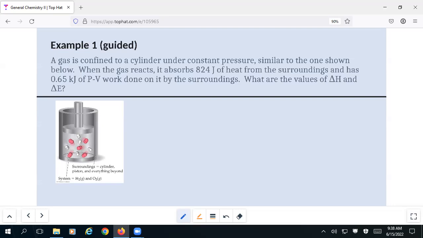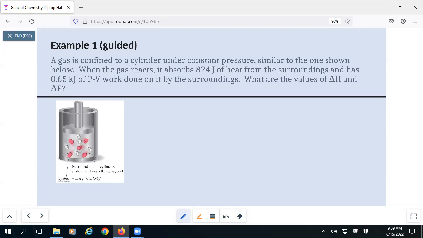We have a gas confined to a cylinder. When the gas reacts, it absorbs 824 joules of heat from the surroundings and has 0.65 kilojoules of PV work done on it by the surroundings. The questions are, what are delta H and what is delta E?